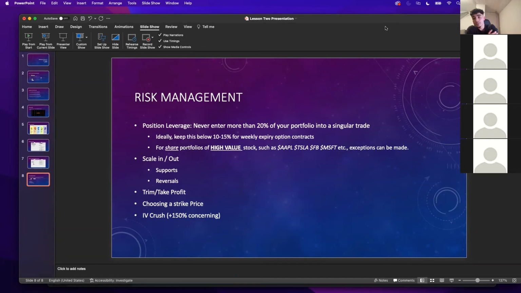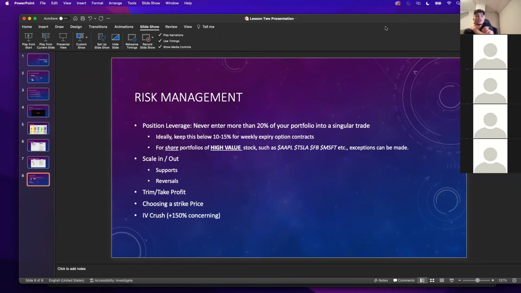If you're trading weekly expiration contracts, let's say a contract that expires tomorrow, don't let that contract be more than 10 to 15% of your portfolio. And if you're going to take that position to begin with, make sure it's very high conviction, because at the end of the day, you can always buy the next week out, and it'll save you a ton of delta and theta risk.